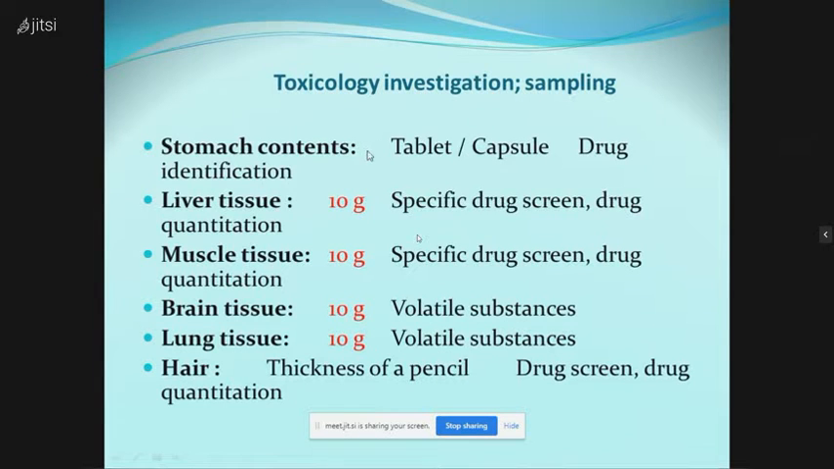Other samples we may take are from the stomach content, and we look at the stomach content to see if there's any medication, and that doesn't give indication that the medication is absorbed, but at least it gives us an idea that this has been taken. We take liver tissue, about 10 grams, to analyze drugs in this. Sometimes muscle tissue, brain tissue, lung tissue, and hair.